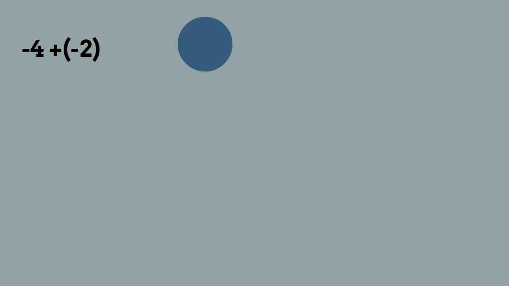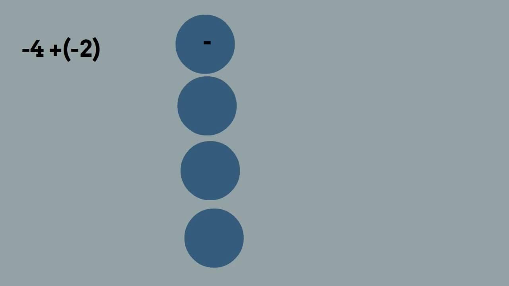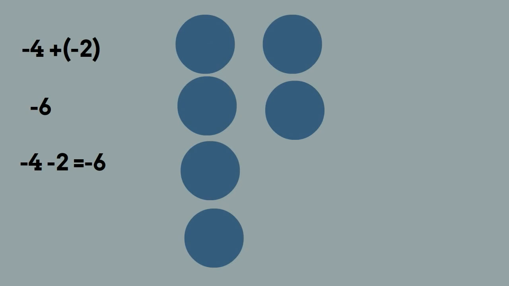So now we put the negative counters down, so we have negative 4, and then we have negative 2, and that gives us a grand total of negative 6, because we have 6 negative markers.